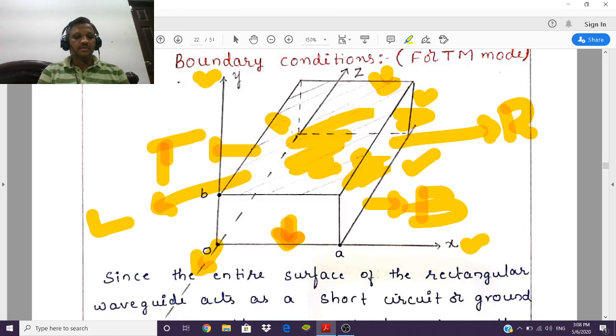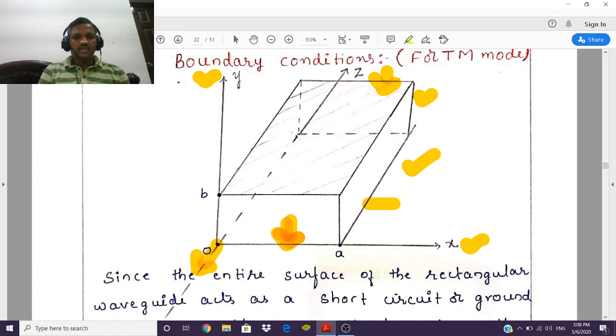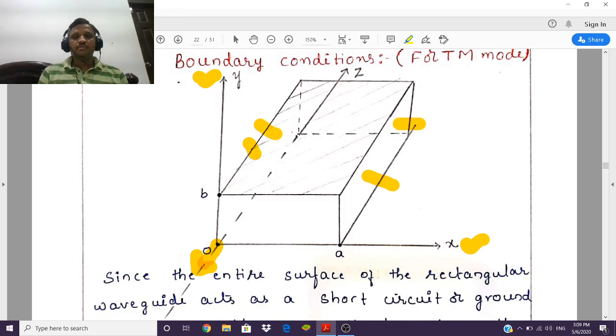So this is what a rectangular waveguide is. Just for convenience I am deleting all this. So this one is top and this one is bottom, this is left and this is right. These are the four walls which I am going to use for finding the boundary conditions.